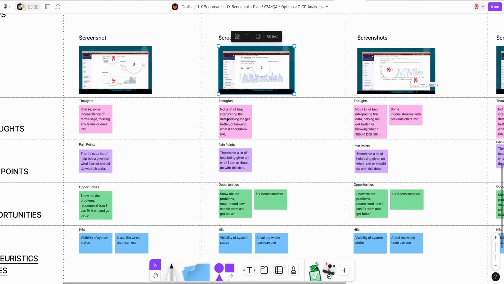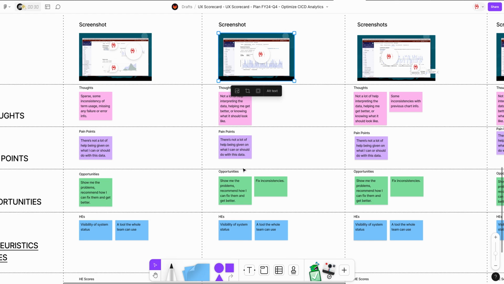In general, my thoughts and my points and my opportunities are pretty much the same across all of these. Some of it's data. If I've been in the field for a while, I could probably interpret it and it might be helpful. But overall, it would be great if we could help them be more productive. Tell them what the problem is, suggest what they can do to fix it so they don't have to stare at it for a few hours to figure out what they're actually looking at.